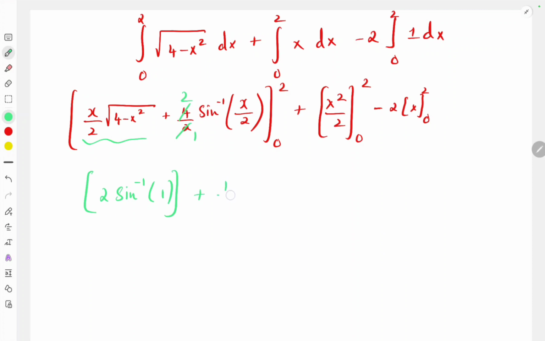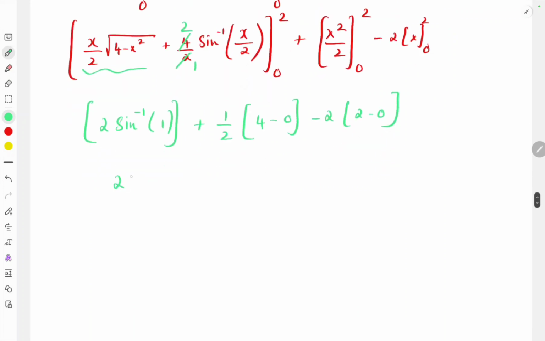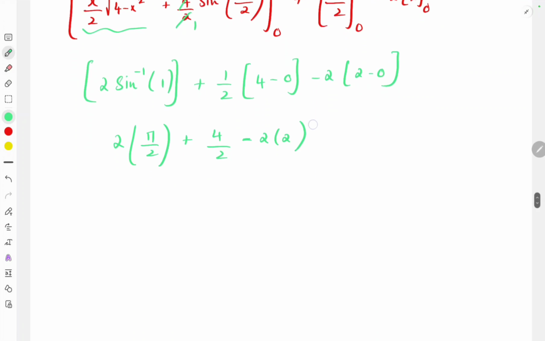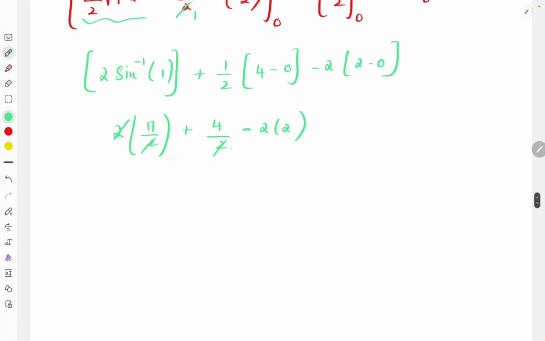So here plus 1 by 2 I can take out. So 2 square 4, 4 minus 0, minus 2 into 2 minus 0. So just we have to calculate. Sine inverse 1 is pi by 2. So 2 into pi by 2 plus 4 by 2 minus 2 into 2. So which means 2 and 2 will get cancelled. 2 1s are 2, 2 2s are 4. So it means pi plus 2 minus 4. So pi, 2 minus 4 is minus 2. So pi minus 2 square units will be the final answer for this question.